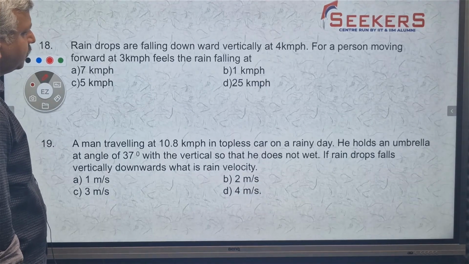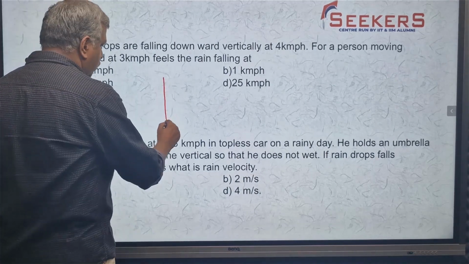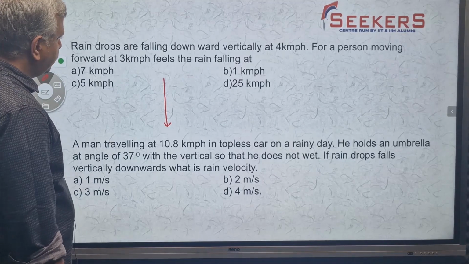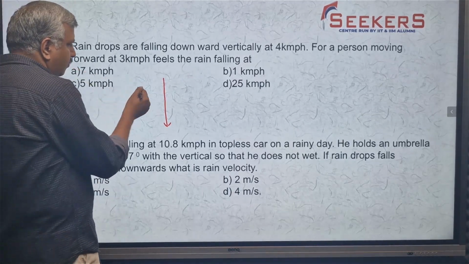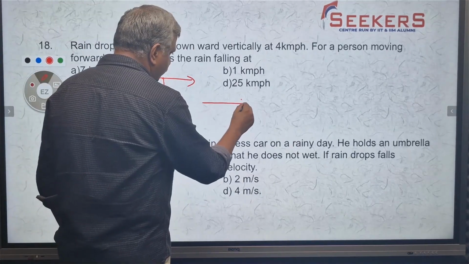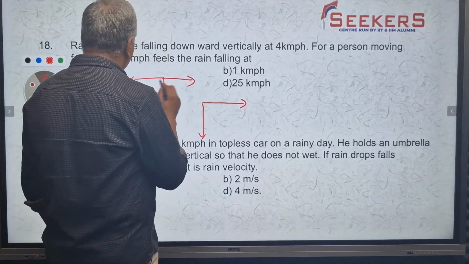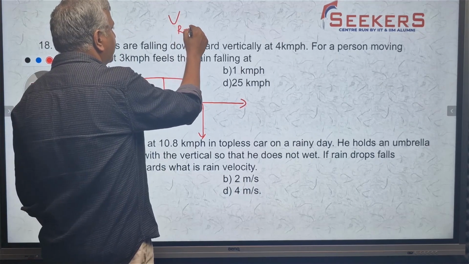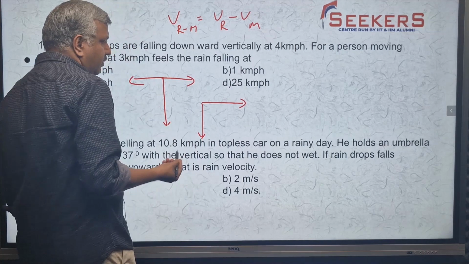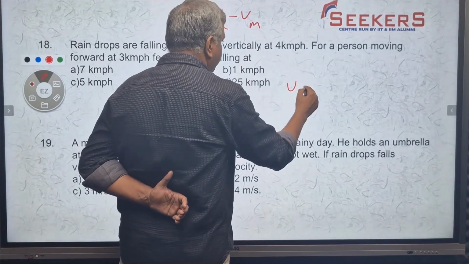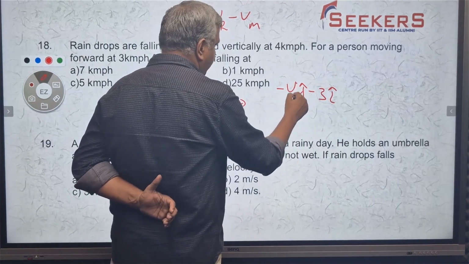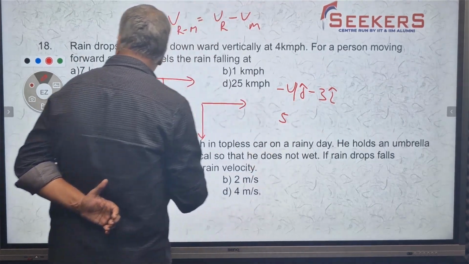Raindrops are falling downwards vertically at 4 kmph. So raindrops are falling this way. For a person moving forward at 3 kmph. Now whether this is forward or backward we don't know, because for a person this could be forward, this could be forward. So we will assume this to be forward. They are asking you for the velocity of the rain with respect to the man. So that is equal to VR minus VM. So the velocity of the rain is 4 j cap minus VM, so minus 3. So the net will become 5. So it is 5 kmph.